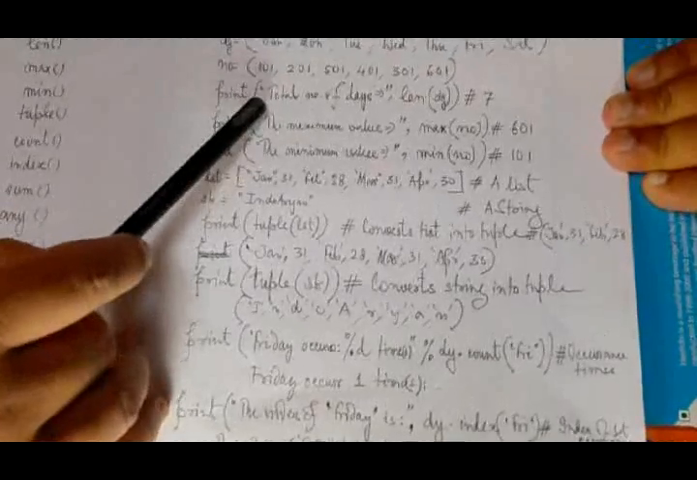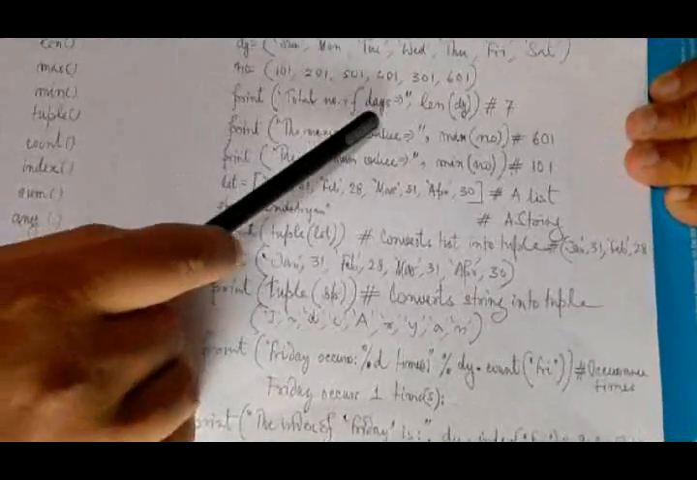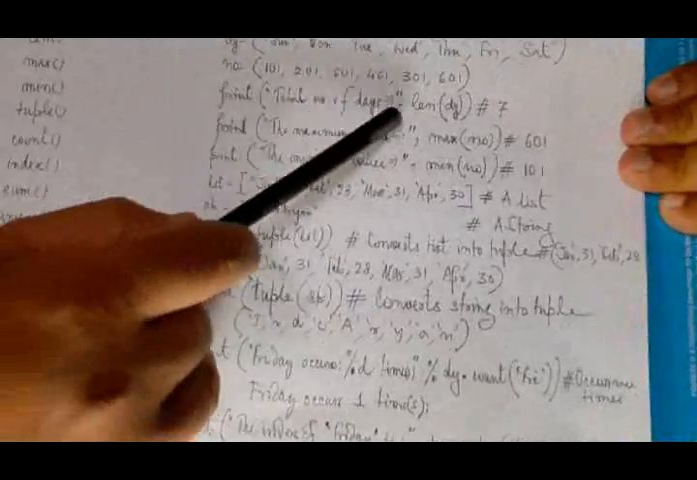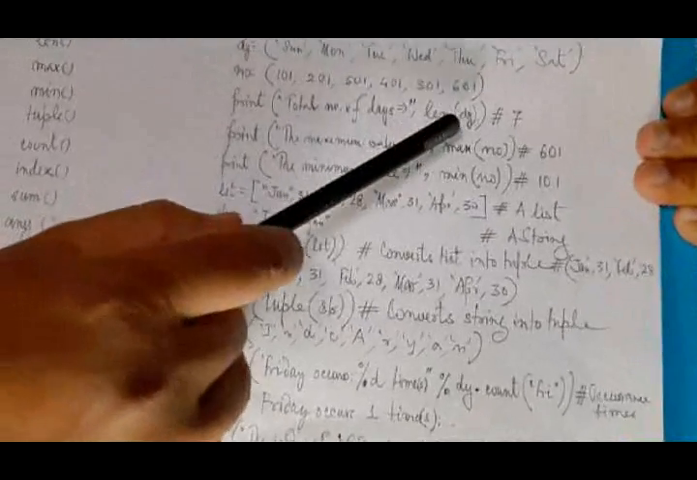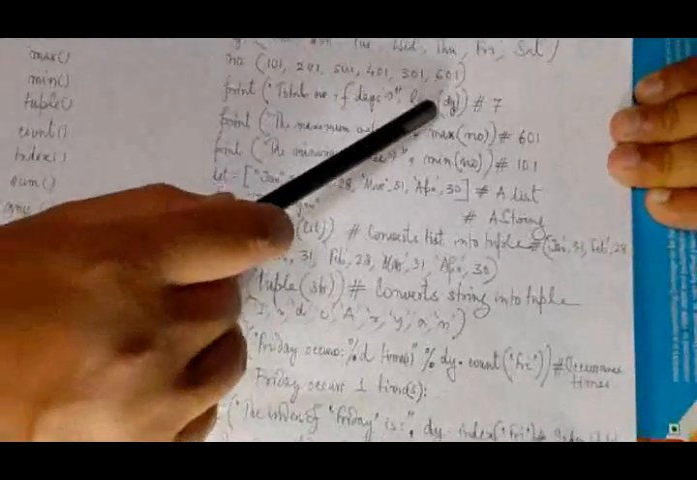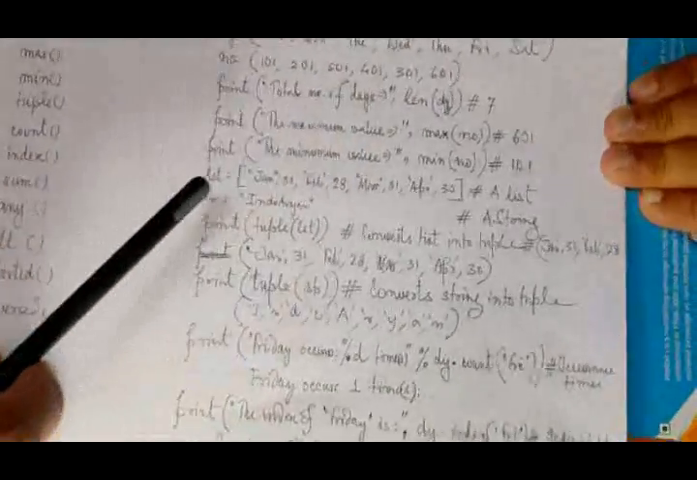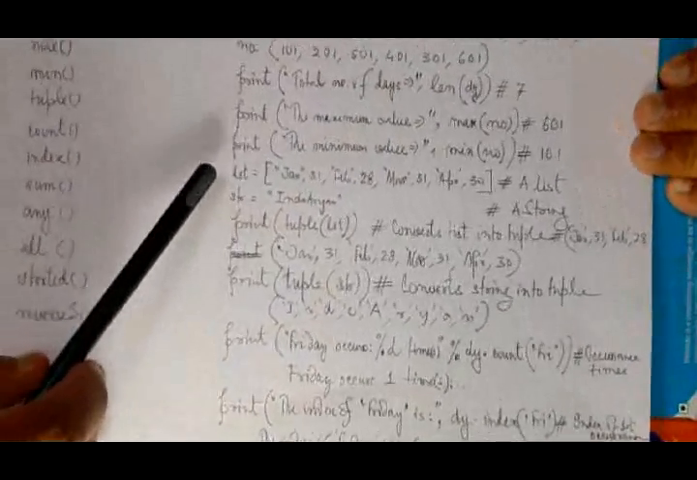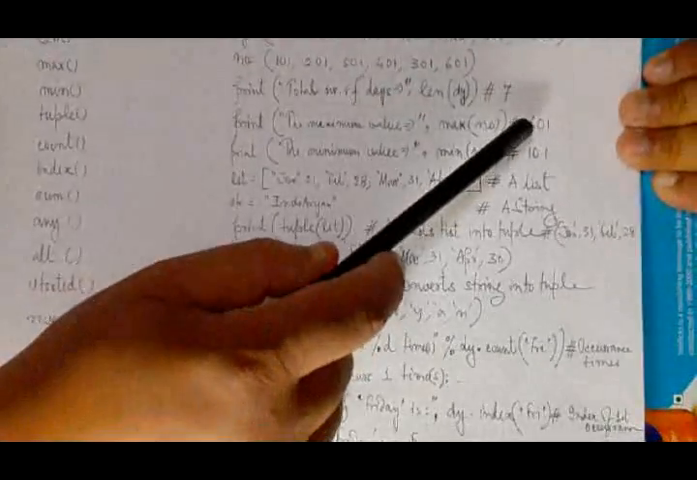Print total number of days, under quotation, len dy. The len function counts the values present in the tuple. So naturally the output will be 7.